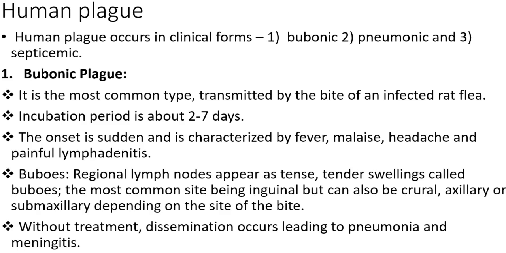So coming to human plague, very important from the exam point of view, also in the RGHS B.Sc examination. Human plague occurs in three different clinical forms. One is bubonic plague, next is pneumonic plague, and one is septicemic. So three clinical forms of plague we can see here: bubonic, pneumonic, and septicemic. Bubonic is the most common type compared to the other two, which is transmitted by the bite.